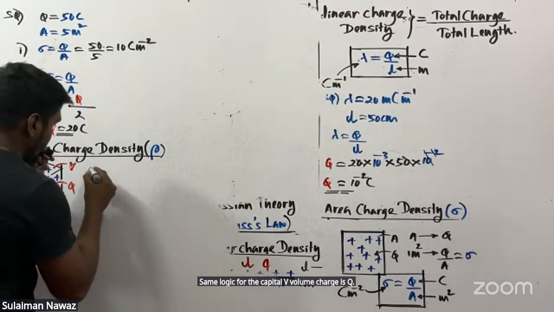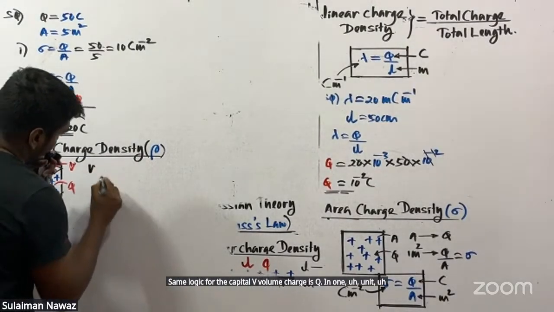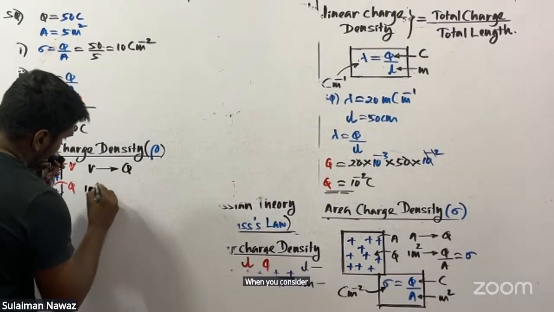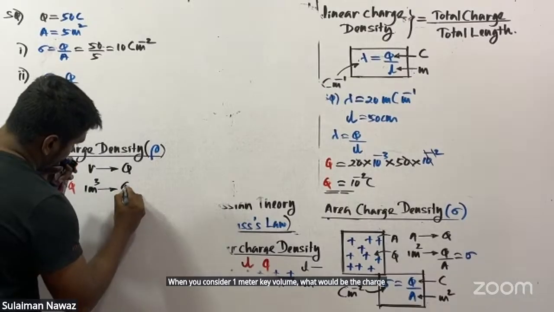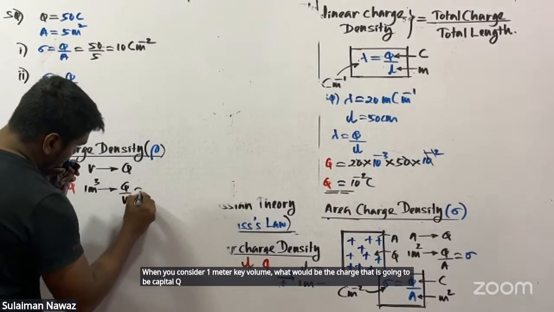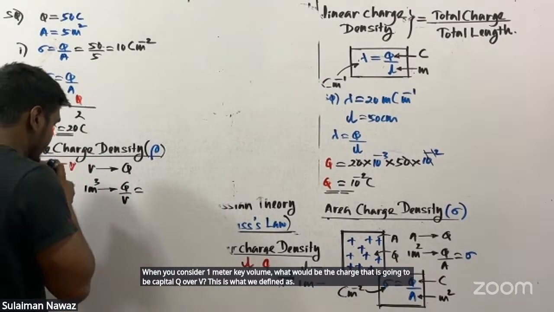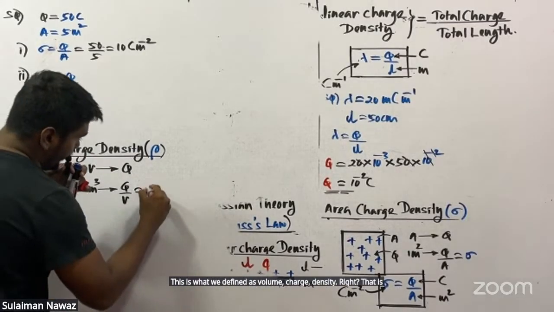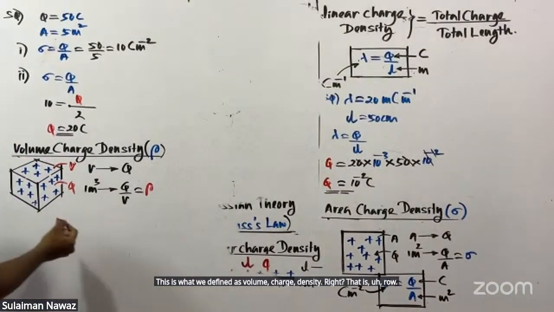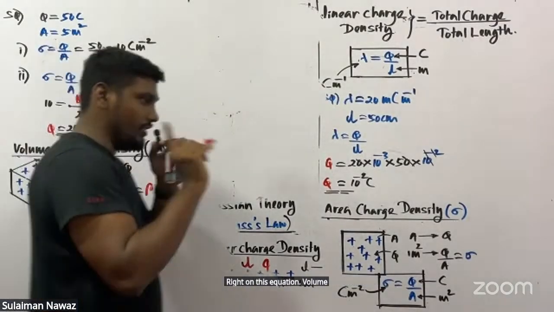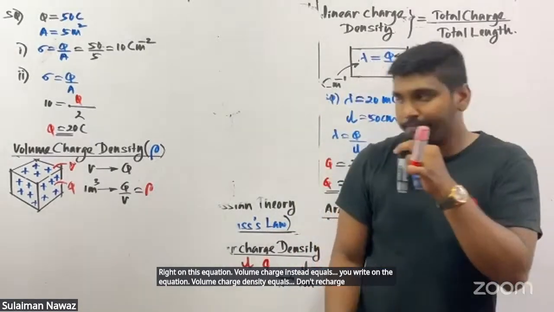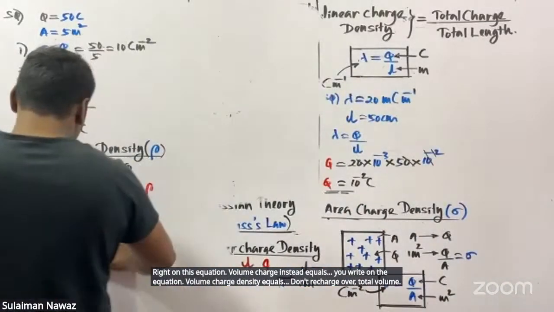Then for 1 meter cube volume, what would be the charge? That is going to be capital Q over V. This is what we define as volume charge density, that is rho. Write down this equation: volume charge density equals total charge over total volume.